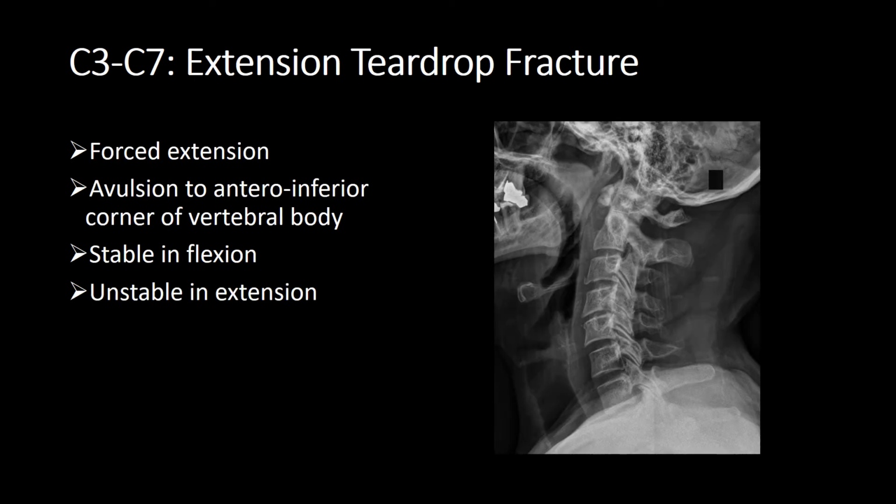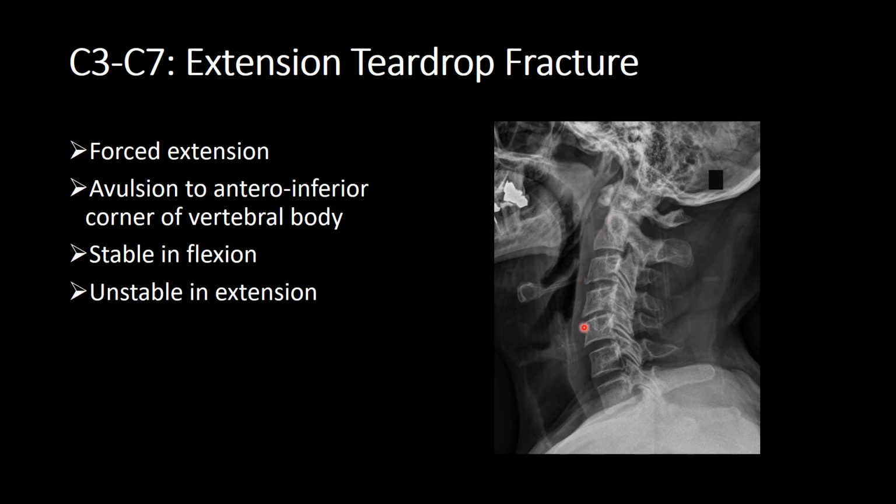Now we have the less significant extension teardrop fracture, and it's caused by forced extension. So remember, your anterior longitudinal ligament runs along the anterior margin of the vertebral bodies. So as it goes into forced extension, the anterior longitudinal ligament avulses the antero-inferior corner of the vertebral body. Okay, it tends to occur at C2 and C3.